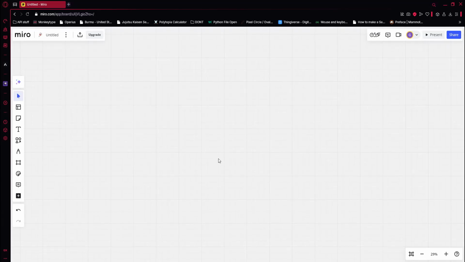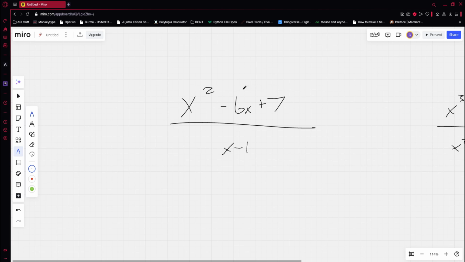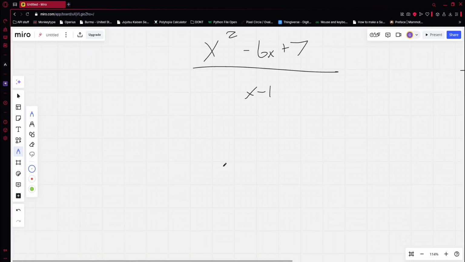Alright, we're going to be doing a tutorial on polynomial division. Now, it sounds very complicated, seems very complicated, but it is very simple. How do we divide this? Well, the way we divide this is by doing standard long division.